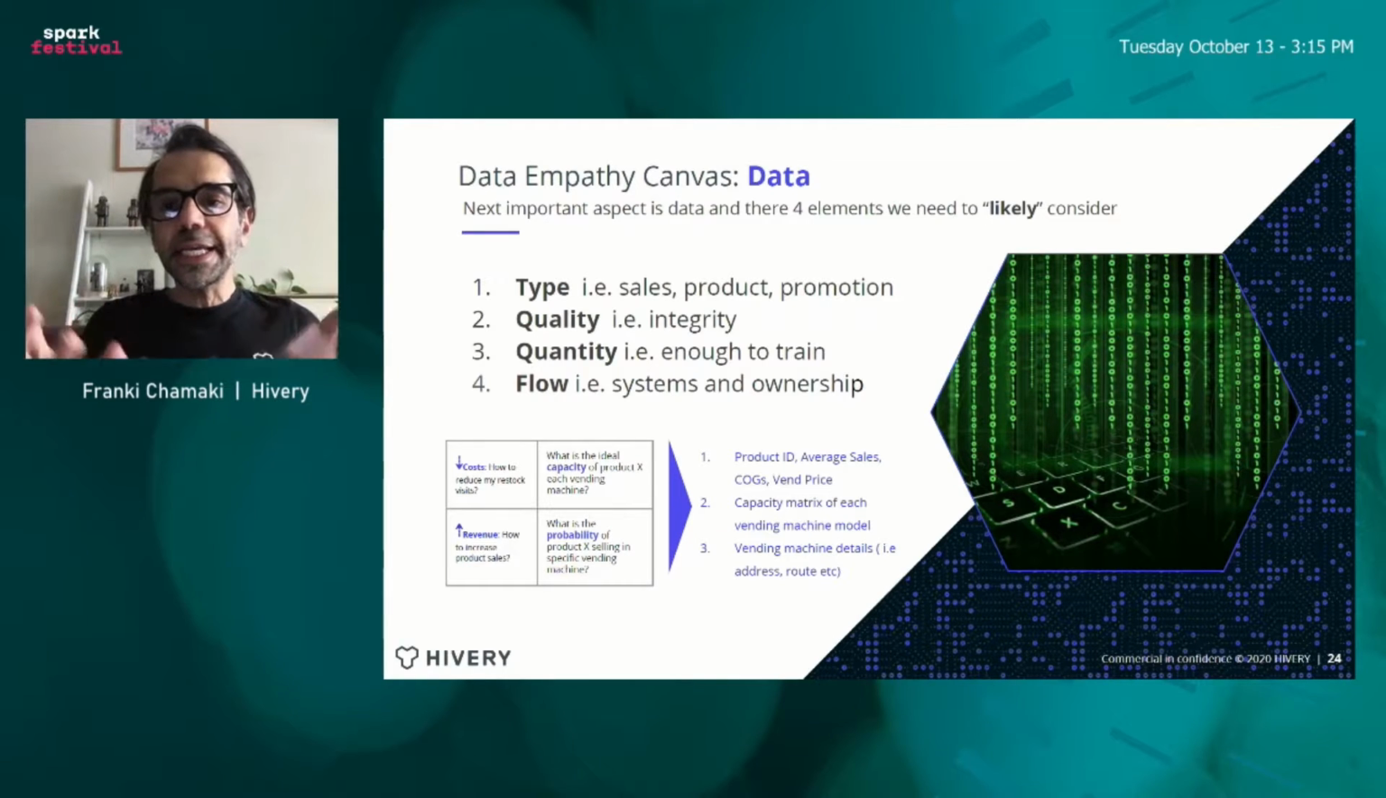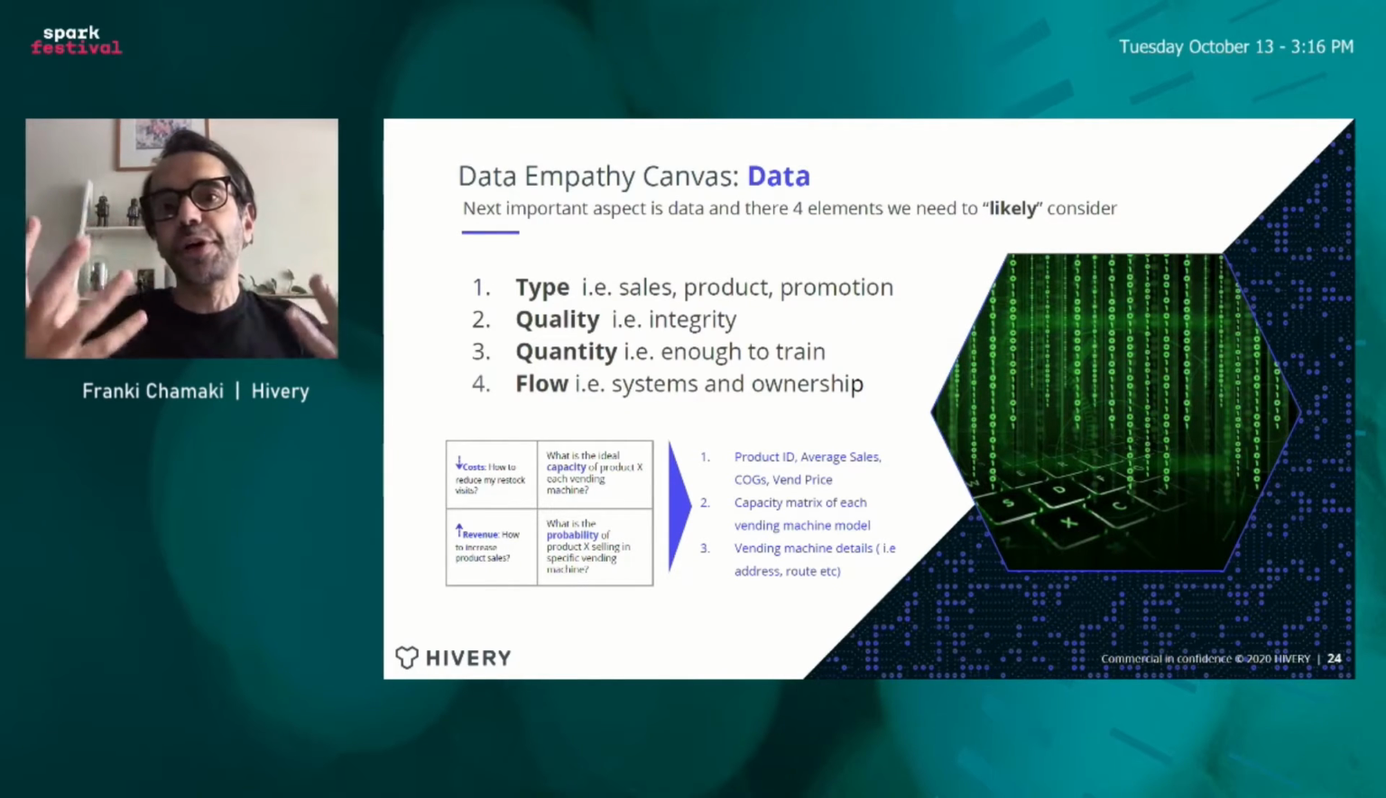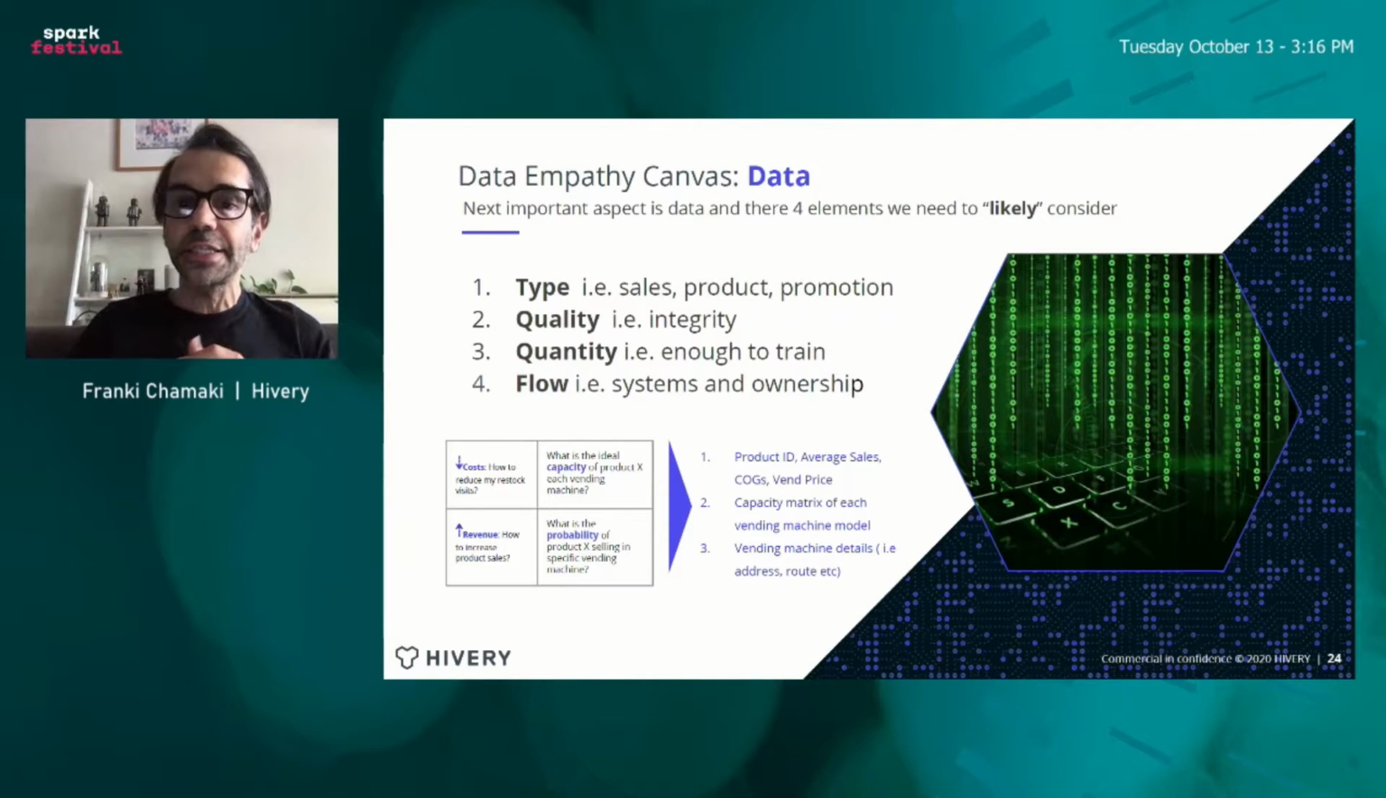So here is a list that we got when we went out to our internal stakeholders, system owners, and domain experts in the organization. Say you're the vending operator: yeah, I have product ID, I've got sales data, cost of goods, which is COGS. Vend price is basically the price that has been vended. Capacity matrix: for each product and each vending machine, I've got data on sizes, and details of where the vending machine is located. Great. So now there's a first attempt where we would likely use all those data sets.